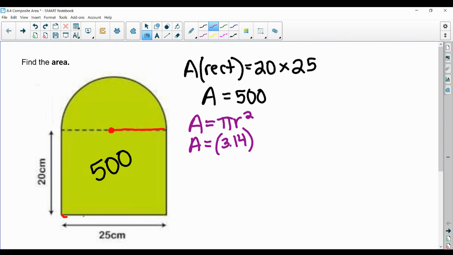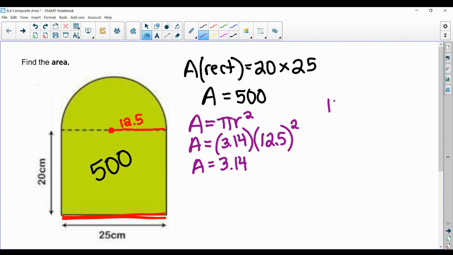But I do know that since this is 25 centimeters down here, then the diameter up here is also 25. So if I can take 25 and chop it in half, that should give me this radius right here. If I cut 25 in half, that gets me to 12 and a half. That's my radius. So I'm going to take 12 and a half and square it, which means I have to multiply it by itself. I'll use my calculator and take 12 and a half times 12 and a half.